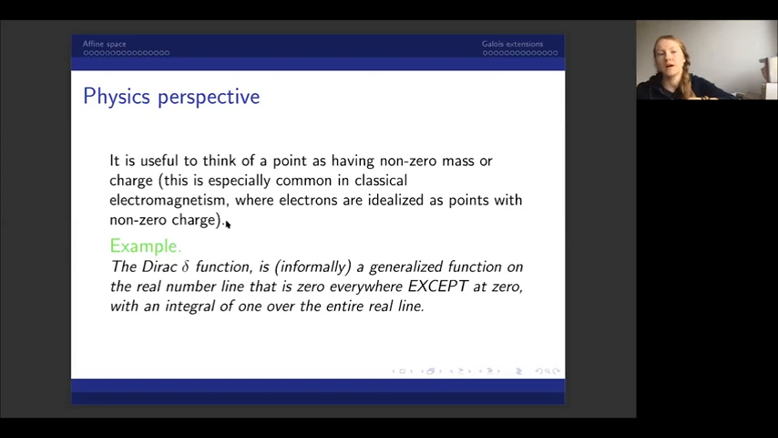And for example, we have all seen at least once in our lives the Dirac delta function. This is informally a generalized function on the real number line that is zero everywhere. So we can draw something here, zero everywhere. And suddenly, boom, this goes up and is again zero, except at zero, with an integral of 1 over the entire real line. So let's clear this drawing. This is yet again a new perspective, which has nothing to do with the one we had previously.